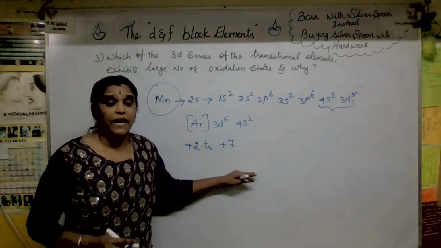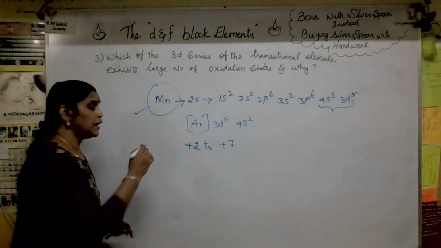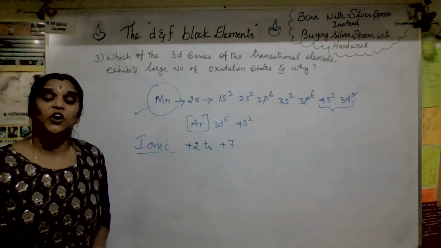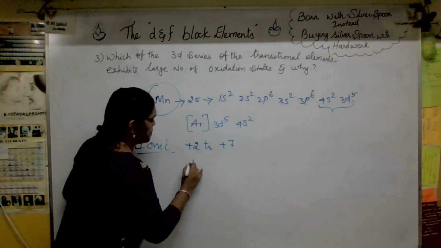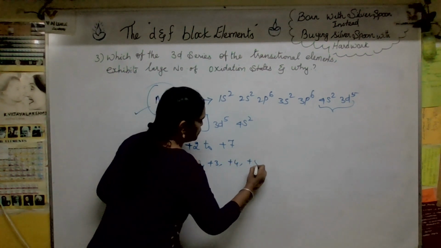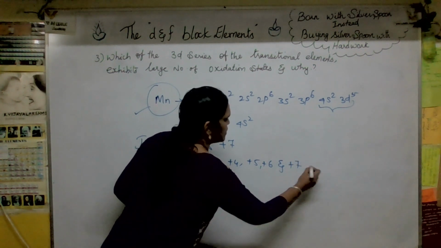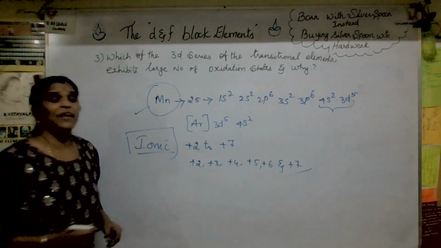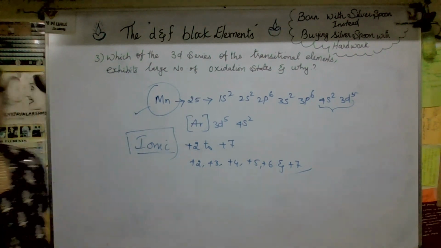And one more thing, it can take part in bond formation fully ionic only. Right? Hope you're clear with it. And here plus 2 to plus 7, that means plus 2, plus 3, plus 4, plus 5, plus 6 and plus 7. Hope you're clear with it. And everything will be ionic bond formation only. Hope you're clear with this question.